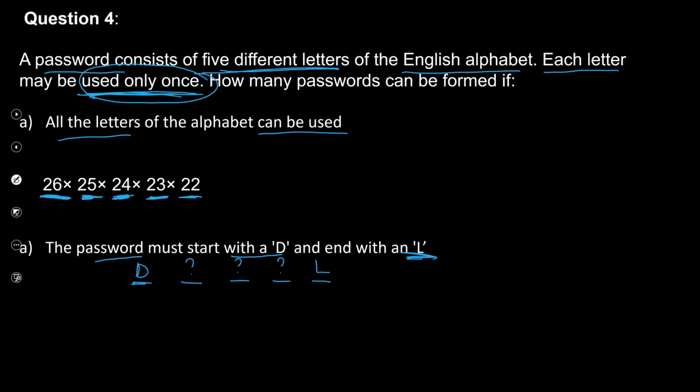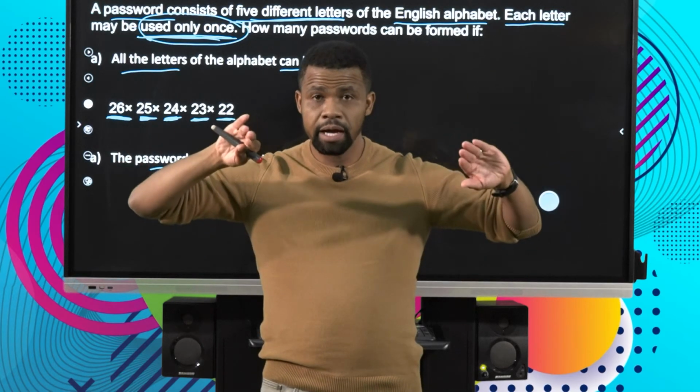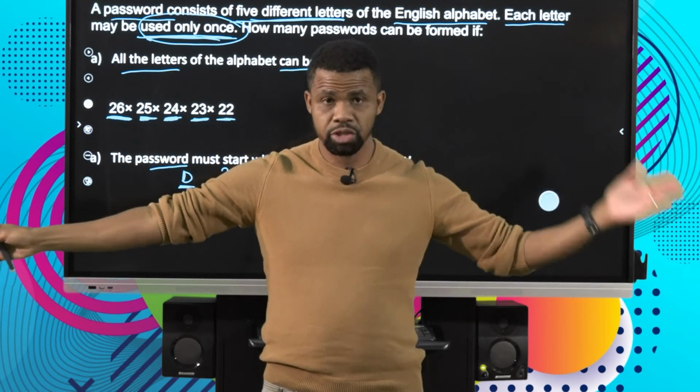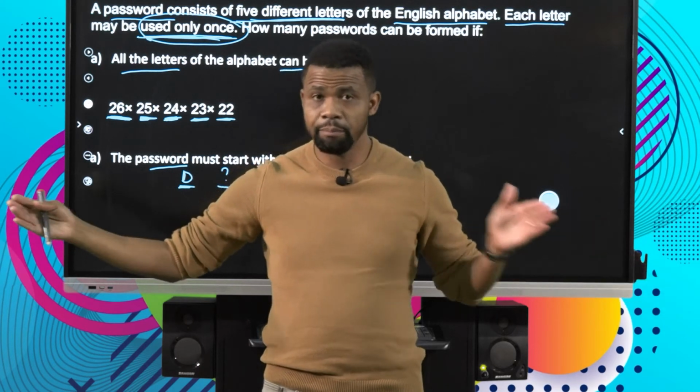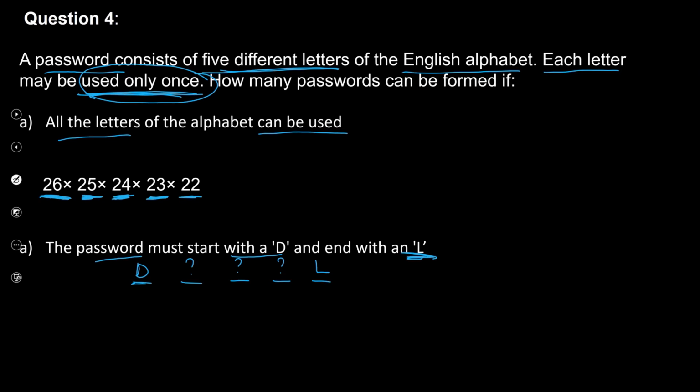So from 26 letters, we minus how many? 2 more letters, which is L and D, because our password must start with D or L. And this is what we get. So now we have 24 letters. Why 24 letters? Because our password starts with D and ends with L. So from 26 letters, we can only use 24.